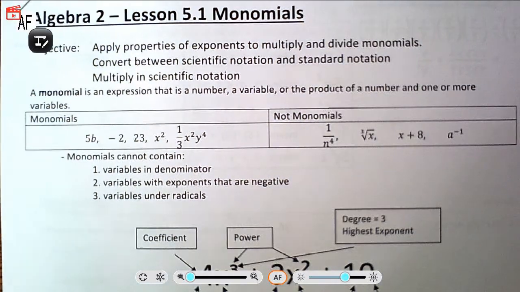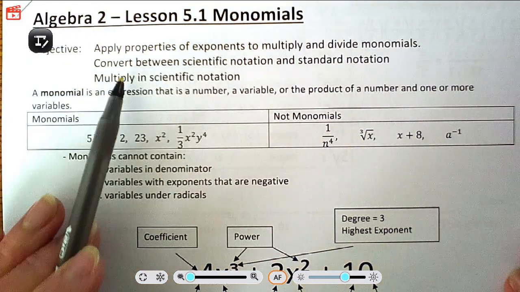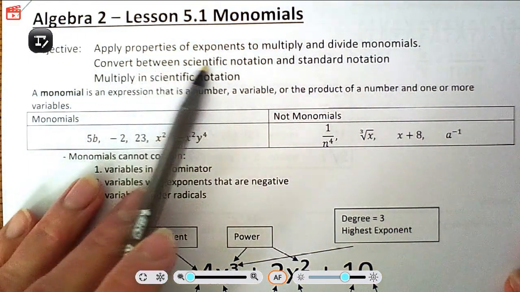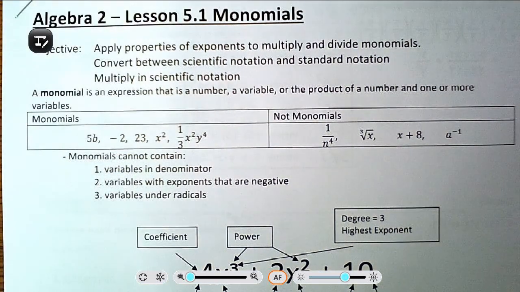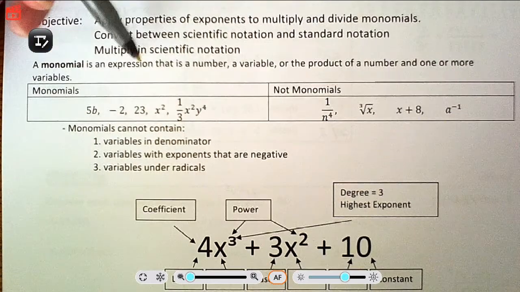Welcome to lesson 5.1 on monomials. Apply properties of exponents to multiply and divide monomials, convert between scientific notation and standard notation, and multiply in scientific notation. So here are a list of monomials.